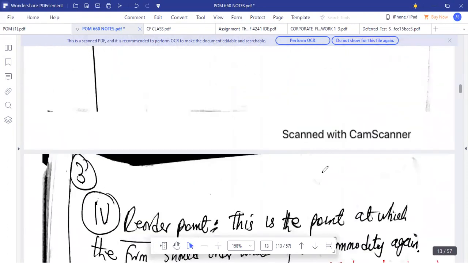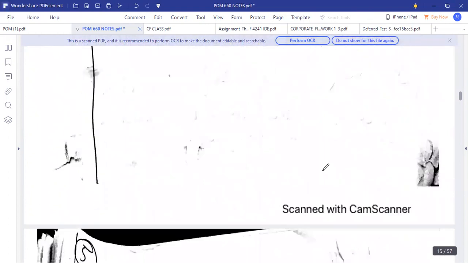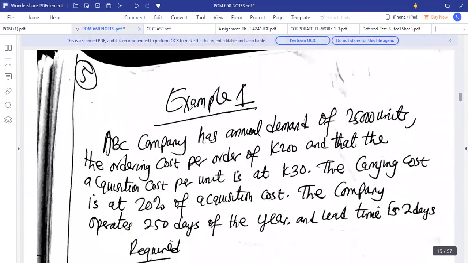So we're going to come and do this example 1 for the purchasing model. Then we'll build up to the other models so that we can finish the inventory management. So we can end here for now.